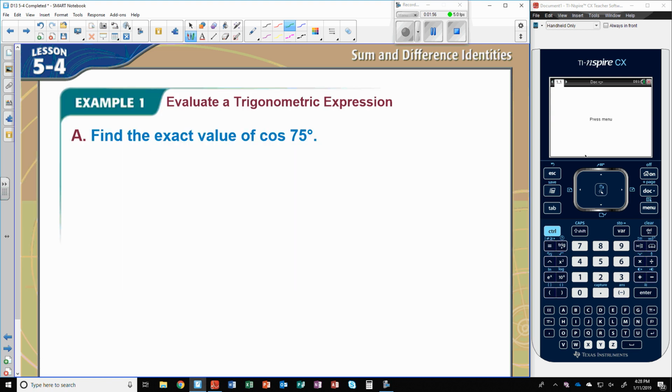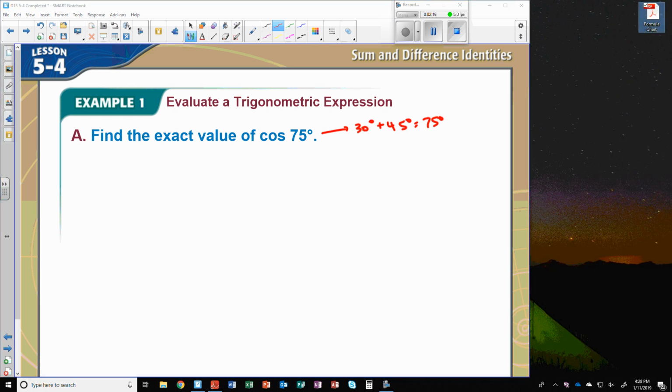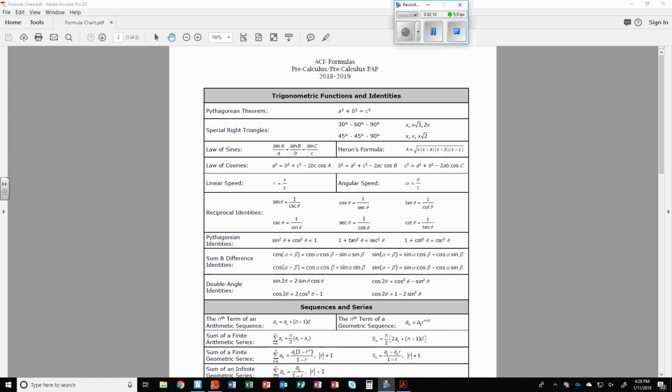So let's look at example 1a. Find the exact value of cosine 75, using hand trick values. Again, we could get to 75 by saying 30 degrees plus 45 degrees equals 75 degrees. So I'm going to use cosine's formula. You can use the formula chart here. If you look underneath the identities, you have sum and difference, with the cosines and the sines.